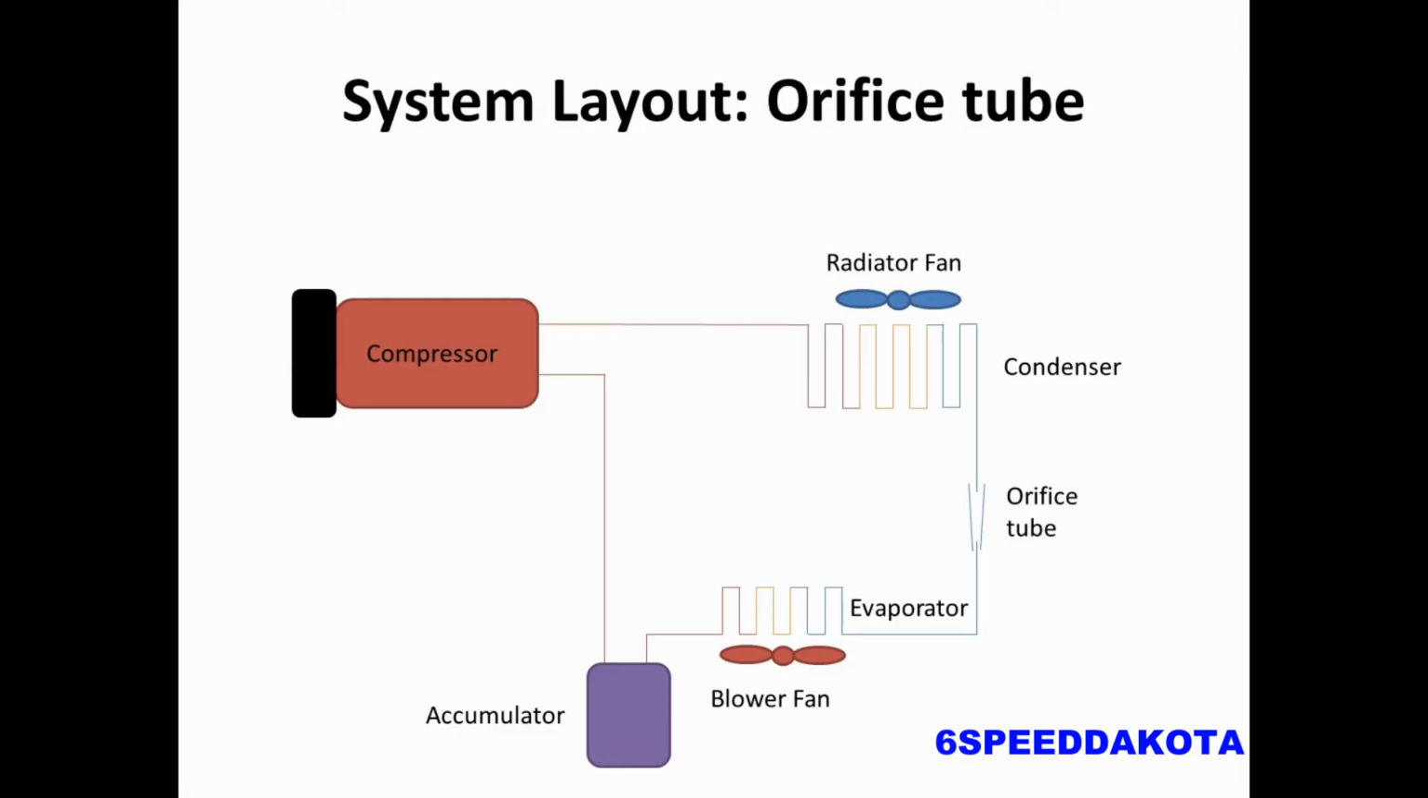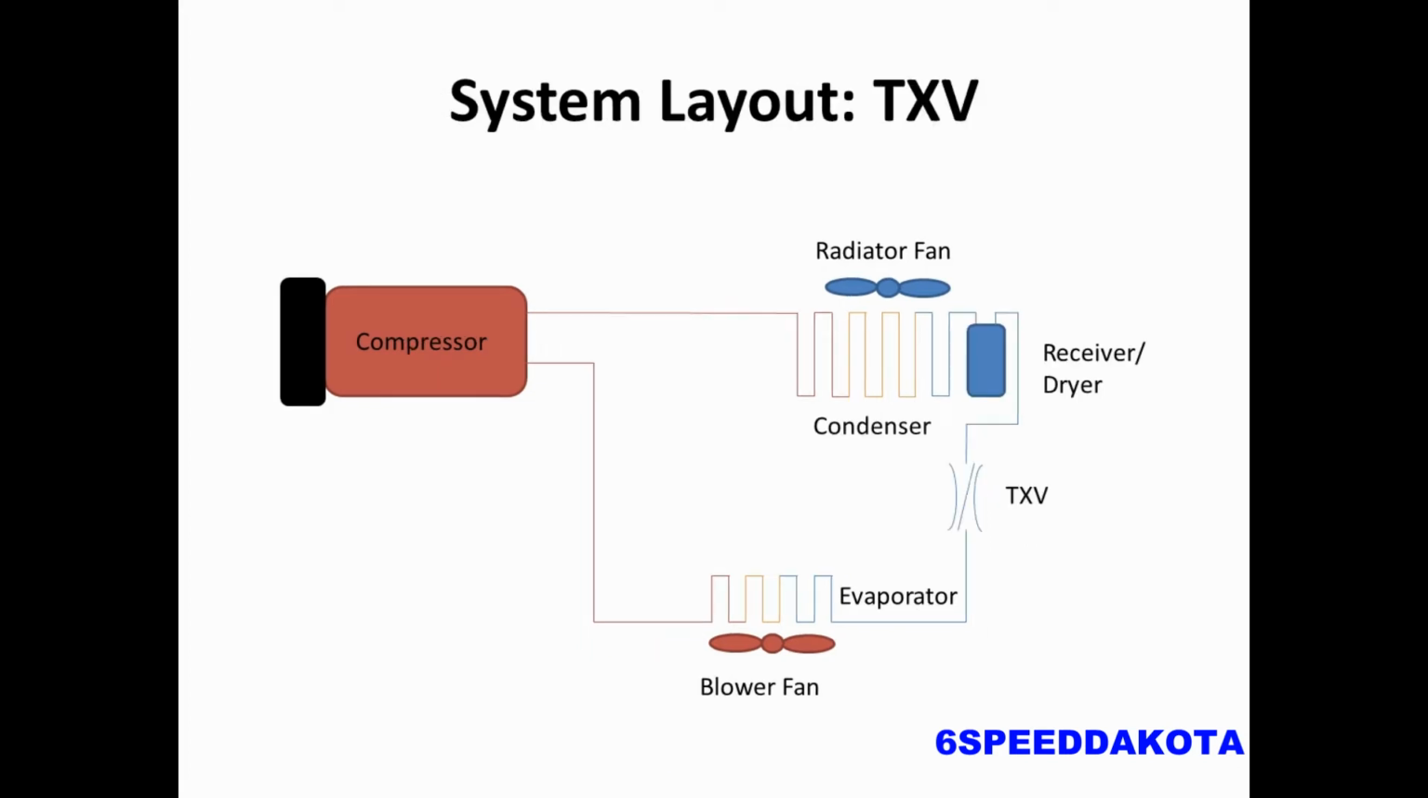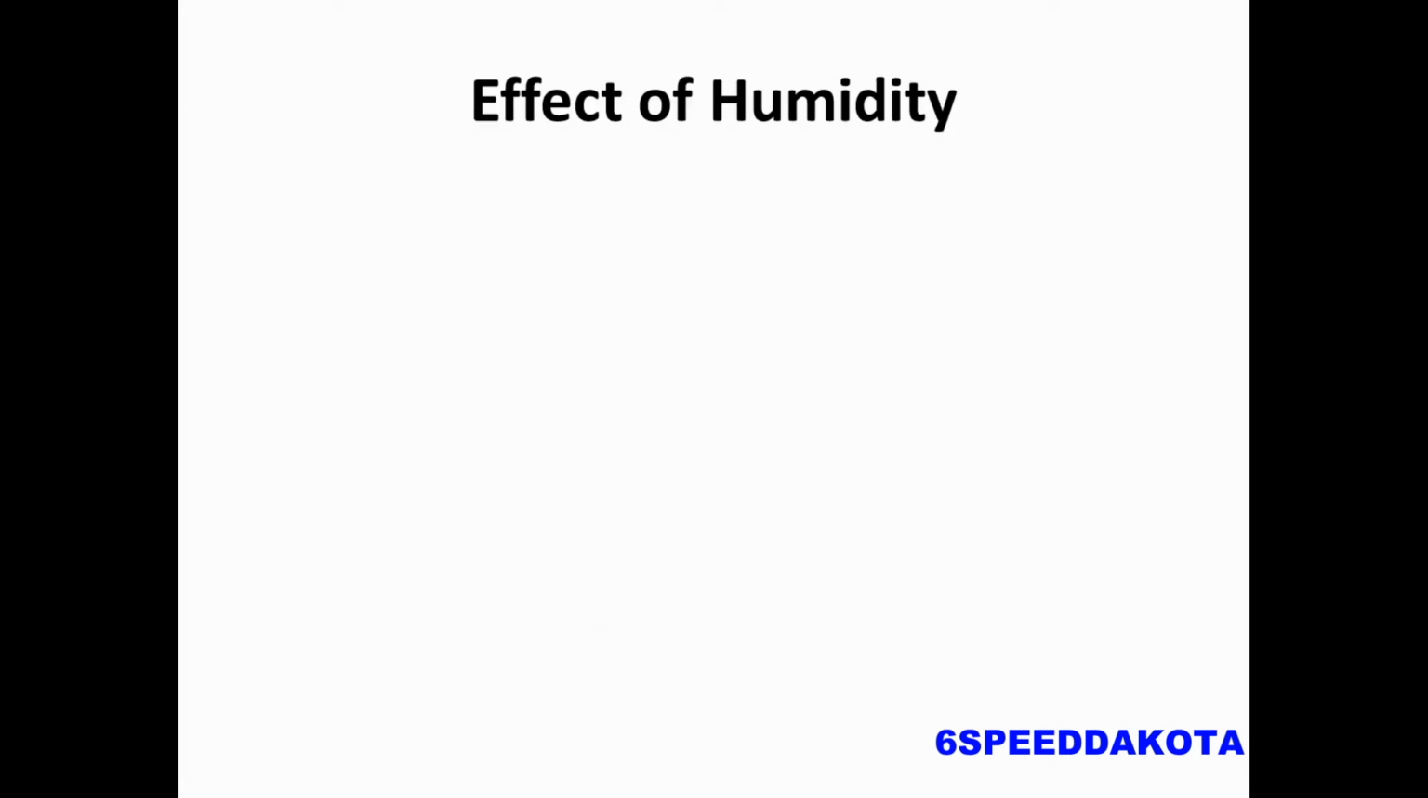So this is our system layout with an orifice tube. You can see that our accumulator sits between our compressor and our evaporator. And in our TXV system, the receiver dryer sits on the high side after our condenser before our TXV.